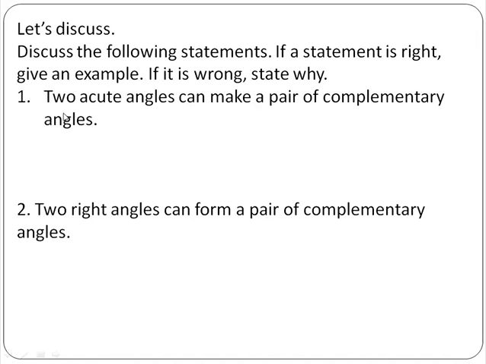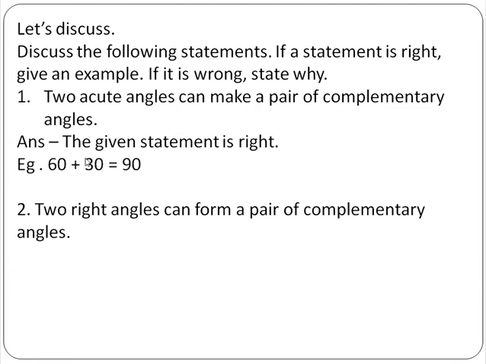The first one is two acute angles can make a pair of complementary angles. Now look at the statement carefully. Two acute angles can make a pair of complementary angles. We know the measure of acute angles, they are less than 90 degrees. So if you add two acute angles, they can make a pair of complementary angles. Complementary angles, it means their sum is 90 degrees. Therefore, we can say the given statement is right.